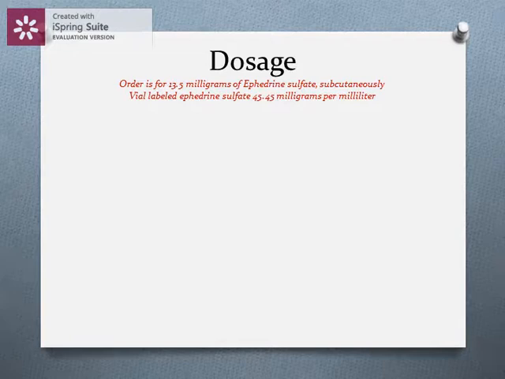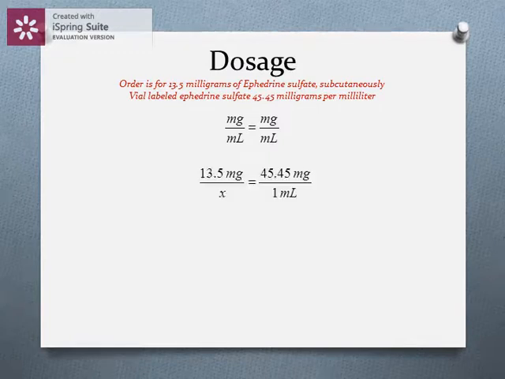sulfate subcutaneously. And the vial is labeled for 45.5 milligrams per milliliter. So this is not at all difficult for you. You can just fly through this part because you'll recognize immediately that there's a relationship between milligrams and milliliters, and then you'll substitute your values.